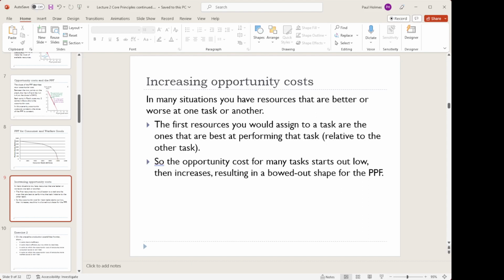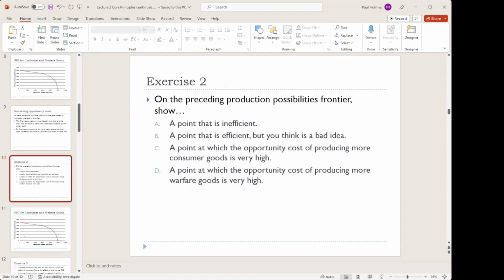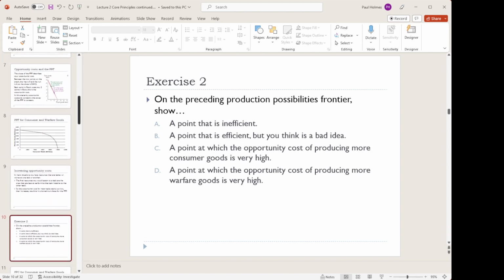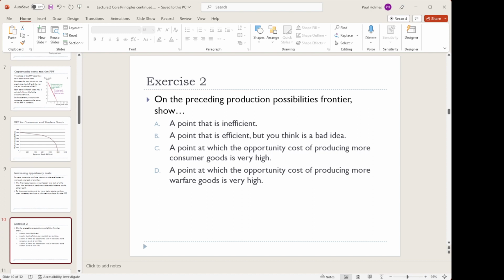This slide then summarizes that idea that our opportunity cost increases as we produce more and more of a thing. Okay, so let's go ahead and do a little exercise on this. On that graph, the production possibilities frontier graph, I want you guys to show A, a point that's inefficient. You should remember where inefficient and efficient good combinations go.